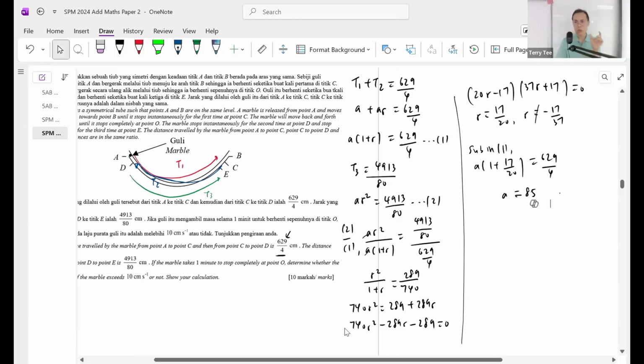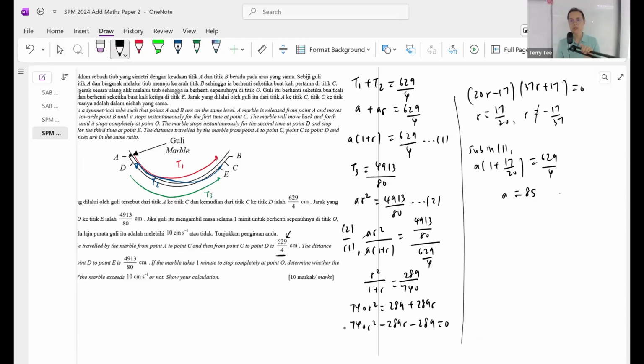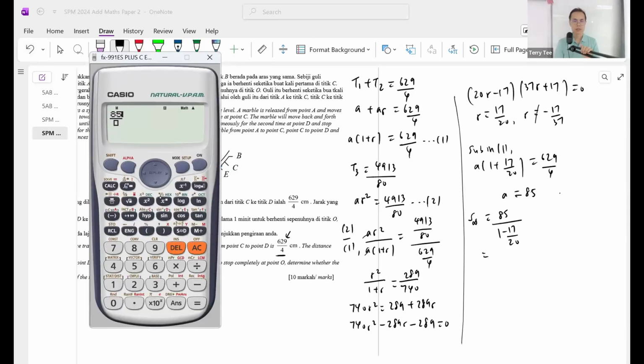Your total distance: when will it stop? You keep going. When will it stop? When it reaches infinity. So we use sum to infinity. Sum to infinity is given by a, which is 85, divided by 1 minus r. 85 divided by 1 minus r. Your r is 17 over 20. So let's use our calculator: 85 divided by 1 minus 17 over 20.